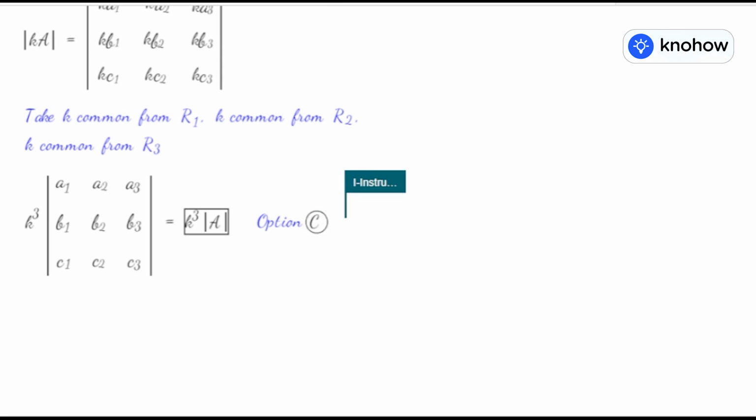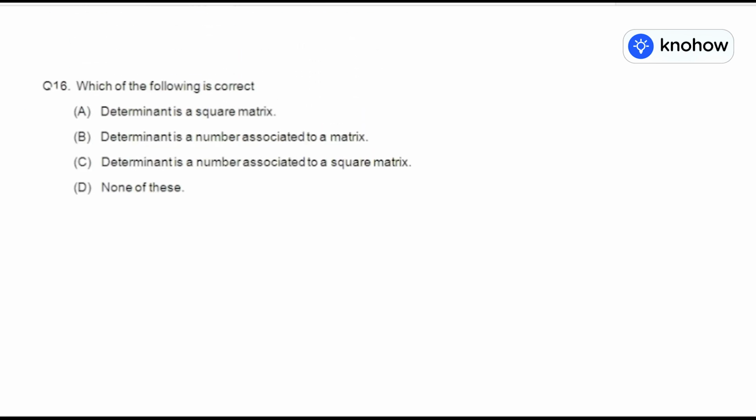Question 16. Which of the following is correct? Determinant is a square matrix, no doubt. Determinant is a number associated to a matrix. Determinant is a number associated to a square matrix. None of these. So which one is the best choice?